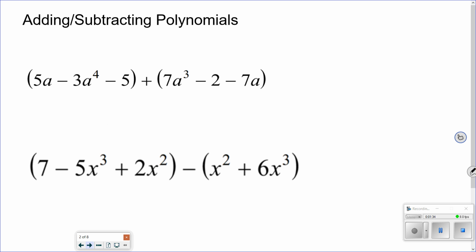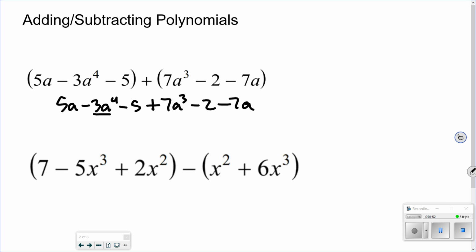On this one, we added and subtracted. So the main thing here is just write them without the parentheses and then combine like terms. So I'm going to write this first one without the parentheses. Remember, if there's a plus, the signs don't change. So everything just stays the same. Just write them without the parentheses. Okay, combine like terms. We're going to start with the highest powers.